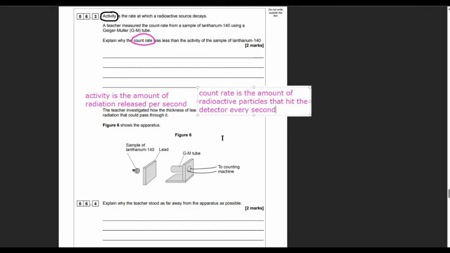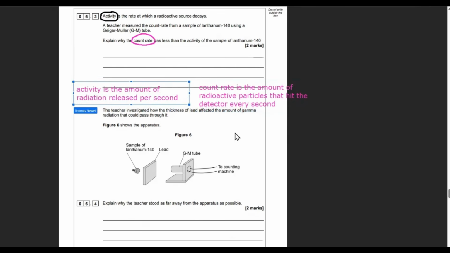So there's a difference. You might say, well, what's the difference? Both are the amount of particles per second. Yes, both are. Let's imagine this green thing here is my radioactive material and it's giving out radiation.